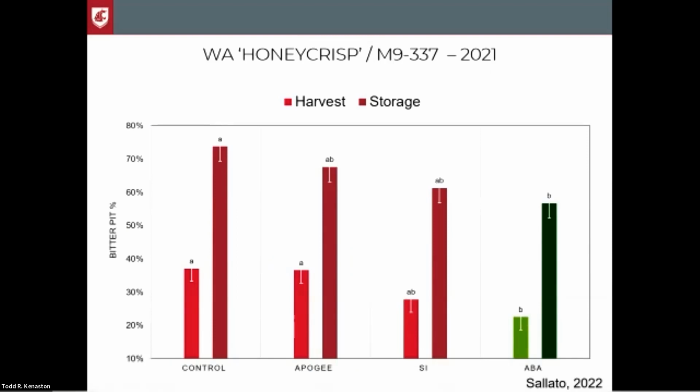This is my work. You are the first ones to see this. I'm going to present it next week in the Washington Research Commission review. In one of the 2 trials that we are evaluating, the ABA applied later in the season, pre-harvest, did reduce bitter pit levels at harvest and in storage.